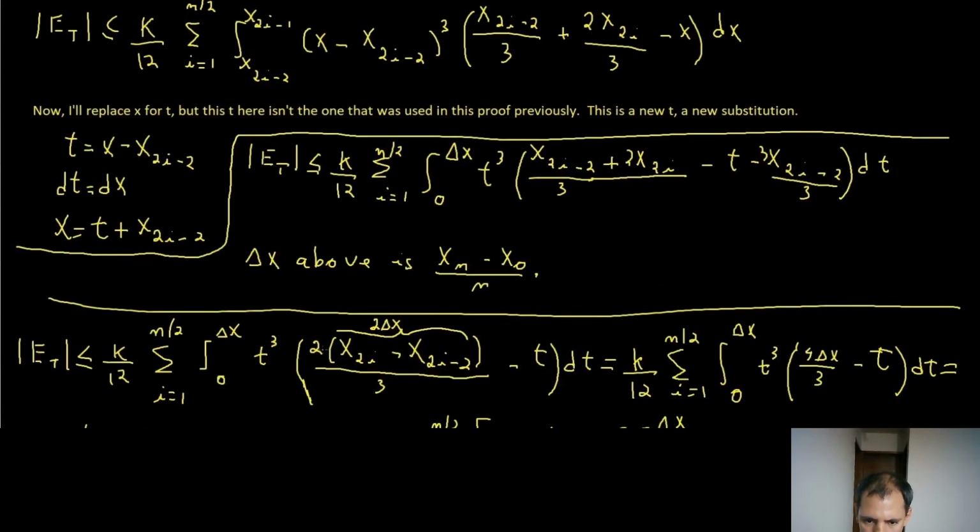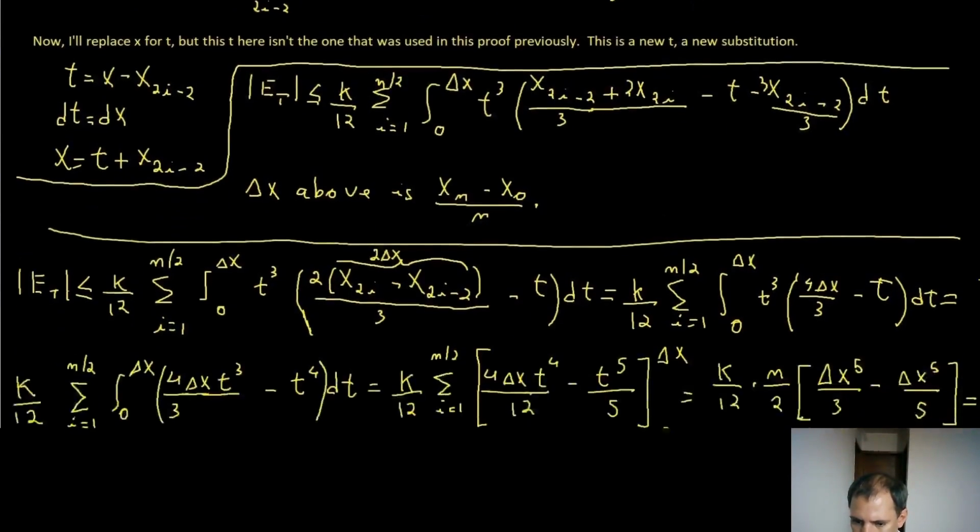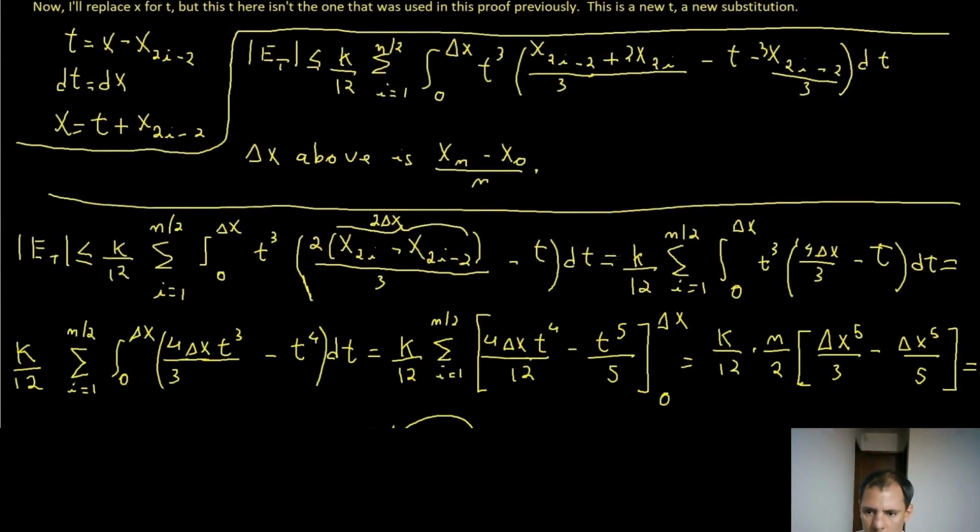Okay, now you have 2 times 2 delta x, which is going to become 4 delta x, divided by 3, divided by 3. And I'm just copying everything else. All right. And now from here, we go all the way to here, copying the stuff.